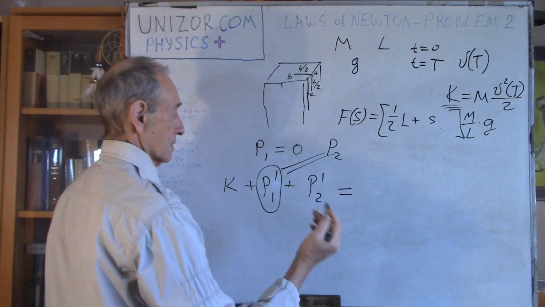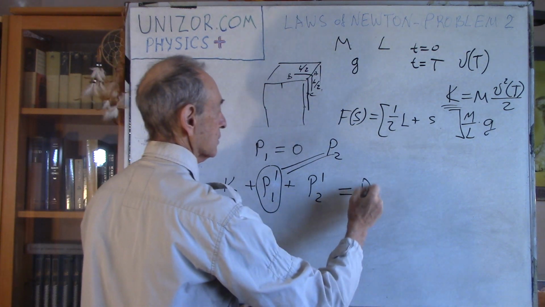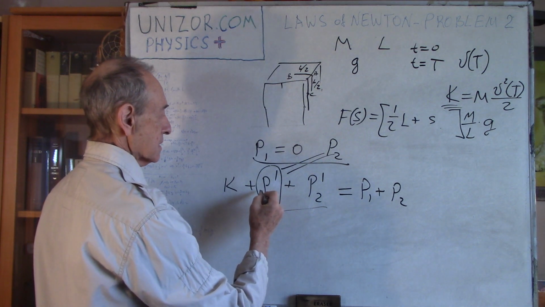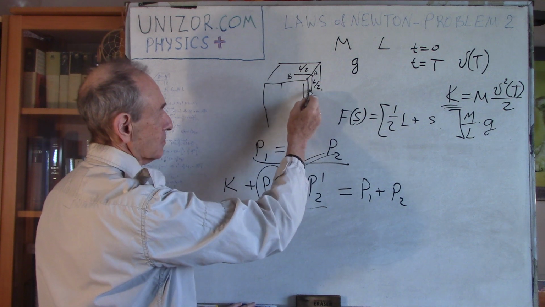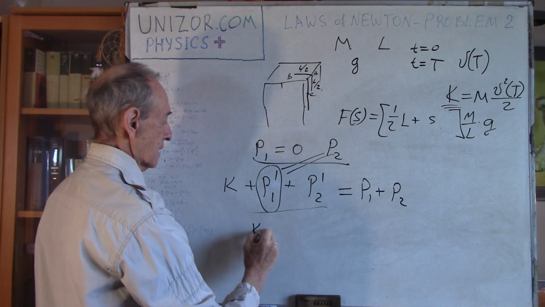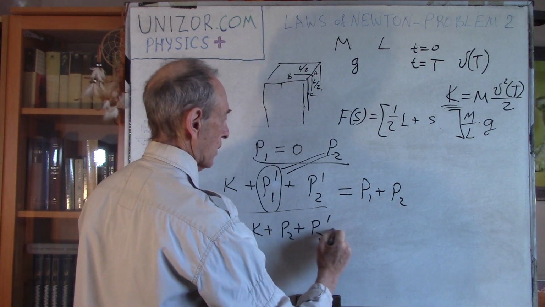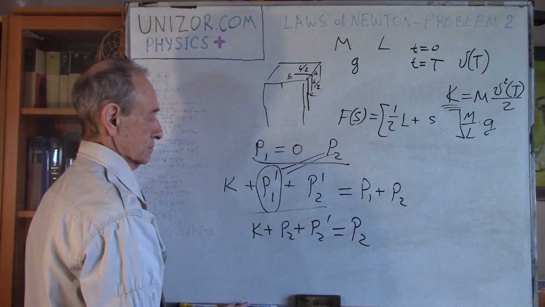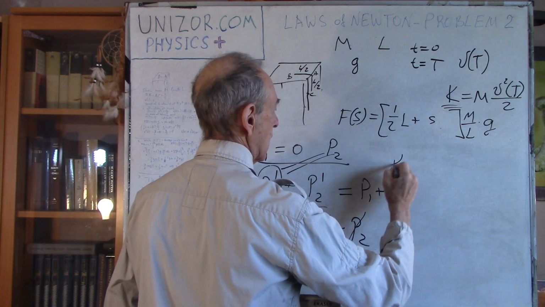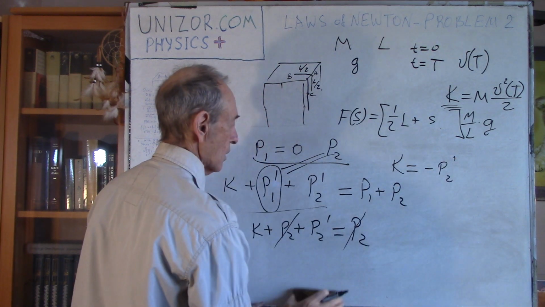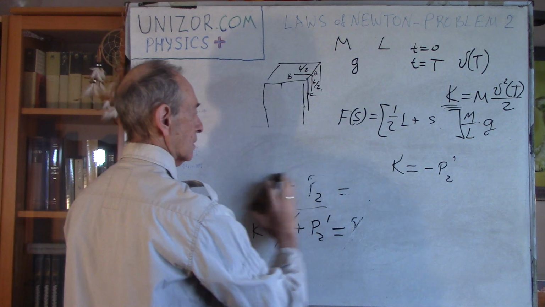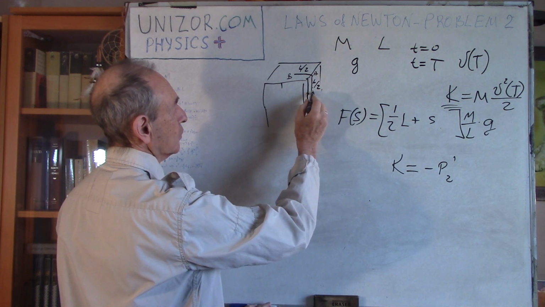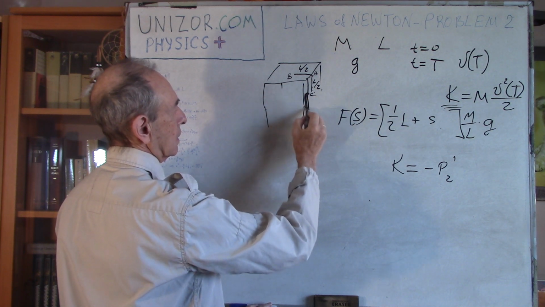So from the conservation of energy law, it follows that this is supposed to be equal to P1 plus P2, right? In the beginning, and this is at the end of the motion. Now, since P1 prime, which is energy of this part at the end of the motion when it takes this position, is equal to P2, I can say that K plus P2 plus P2 prime is equal to P1, which is 0 in the beginning, right? So this is the energy of the first part, so it's equal to P2. Okay, this goes down. So from this, K is equal to minus P2 prime. So all we have to do is to calculate the potential energy of the second part of the chain when it moved to this position. So at the end.